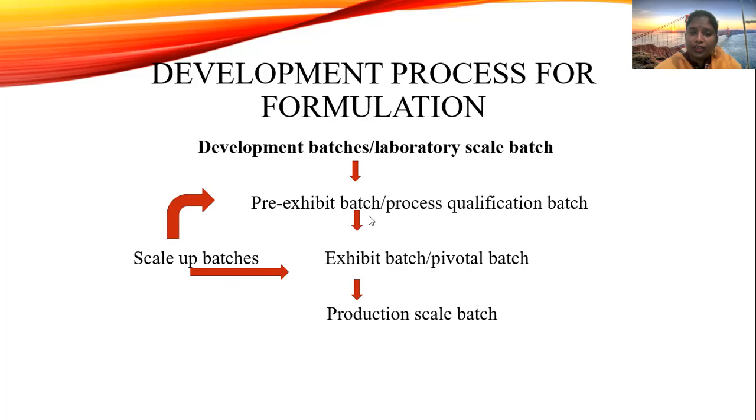So what are the different batches we are conducting in the development of the process formulation? First, the development batch we have to produce in a laboratory batch. Already our research and development is conducting it. After that, the pre-exhibit batch or process qualification. For the qualification of the process, for the running of a process, what are the qualifications we need? For that we have to design one rough idea, and for that we are conducting the pre-exhibit batch. After that we perform the exhibit batch. After that the production batch.